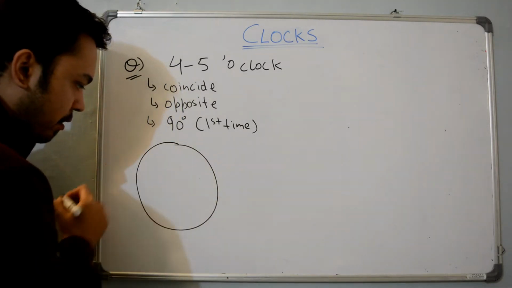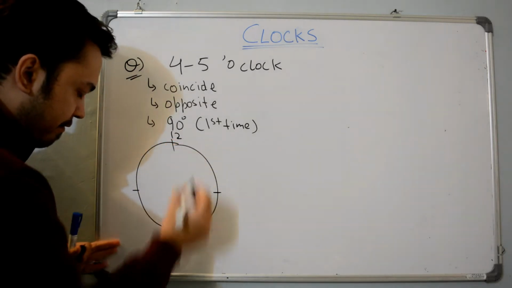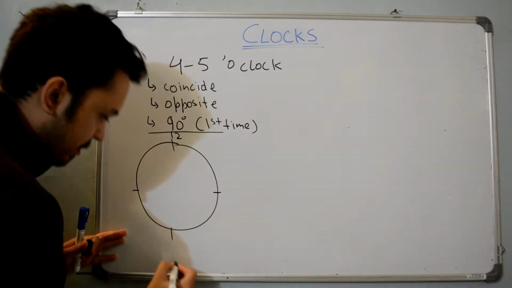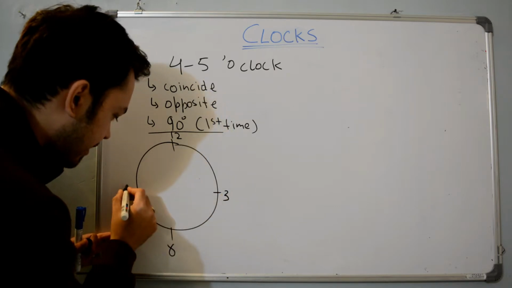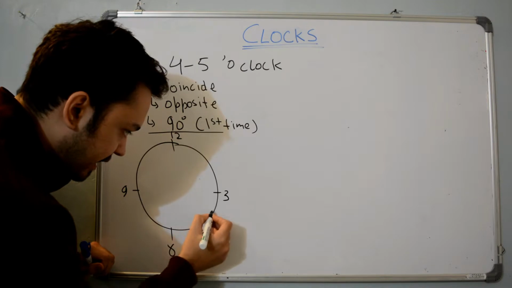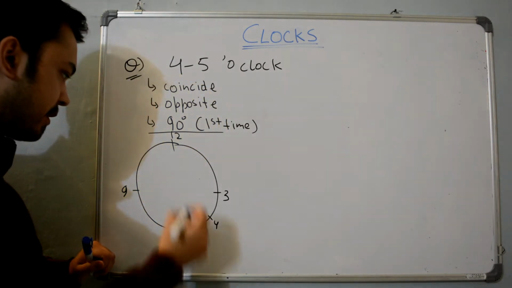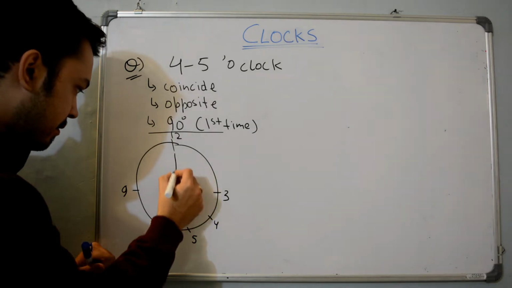First of all, making a clock, right? 12, 6, 3, 9. We are only concerned with 4 and 5. So between 3 and 6 at equal distance, we will make our 4 and 5. Right?